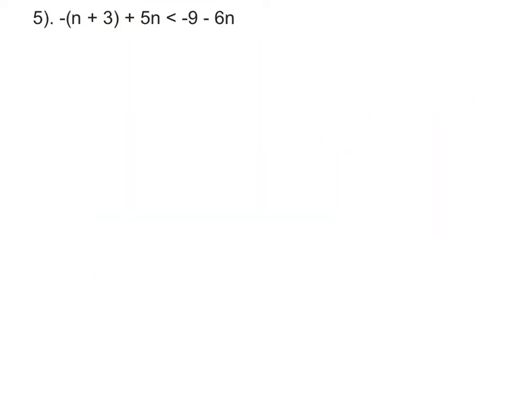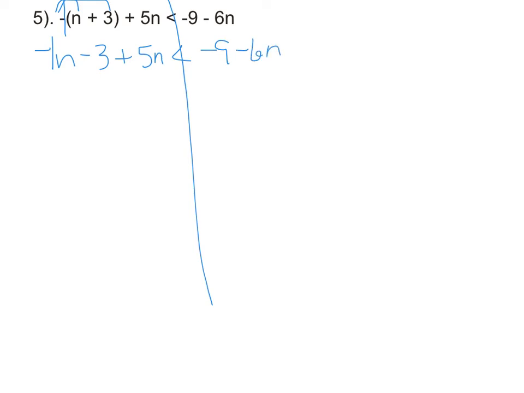So last example here, we're going to use all the steps. So I'm going to draw my line through an inequality. So our first step is to distribute. So we're going to distribute this negative that's on the left side, which is really like a negative 1 here. So negative 1 times n is negative 1n. Negative 1 times 3 is negative 3. I'm going to bring down that plus 5n is less than negative 9 minus 6n.